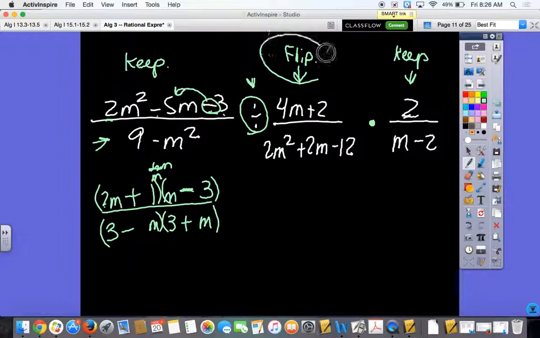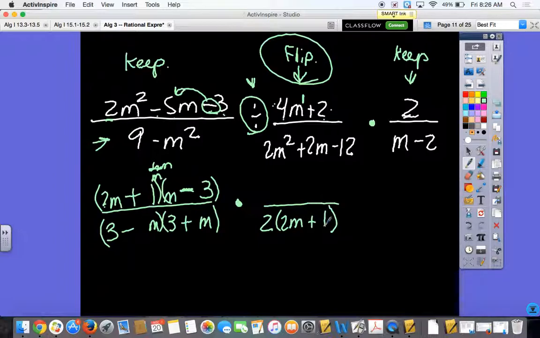Okay, now here's our reminder. We're flipping. We're going to change this to multiplying. Can you do anything with 4m plus 4? I mean, can't do anything with the m's, but check it out. 4 and 2, I can take out a 2, right? But since he's in the top, I'm going to write him in the bottom. Take out a 2. 4m divided by 2 is 2m. 2 divided by 2 is 1.